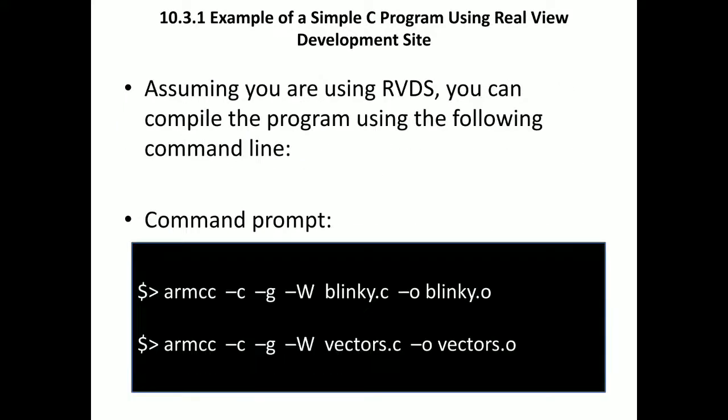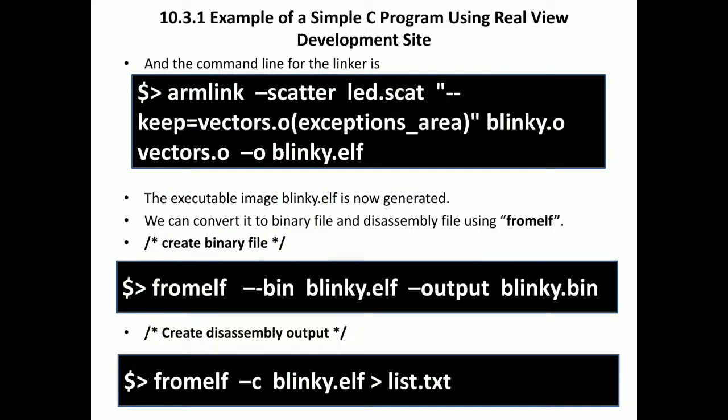Here, whatever you see with .c, instead of .c you should write .s. The rest of the steps are the same till linking, and from the linker you need to generate a .txt file. When you're developing the application in assembly language, you need to generate a .txt file, not a binary file. So you'll use the same command, fromelf -c blinky.elf, greater than list.txt. This will create the disassembled code when we are developing the application using assembly language.